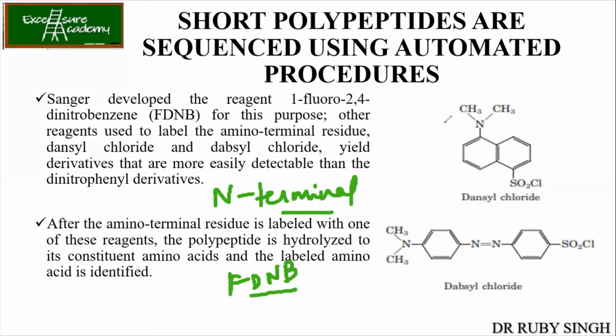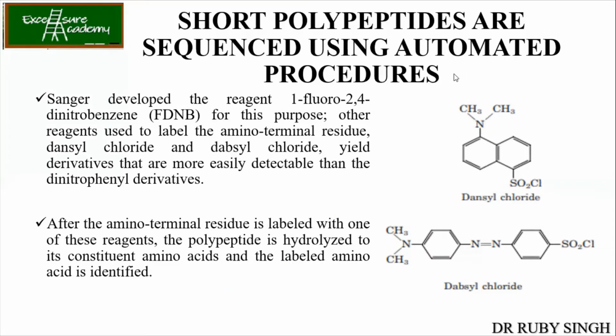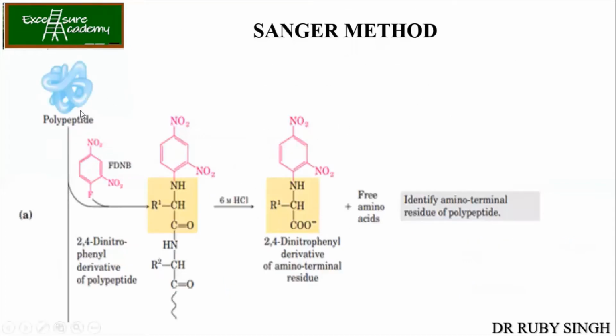Now, how is it done? This you need to remember. You have the polypeptide chain, and what you do is open up the polypeptide chain. Then you treat it with FDNB, which stands for 2-fluoro-dinitrobenzene. Now, what will happen? It goes and binds to the N terminal of your protein. It forms the 2,4-dinitrophenyl derivative of the polypeptide chain. So at your N terminal, this is attached.